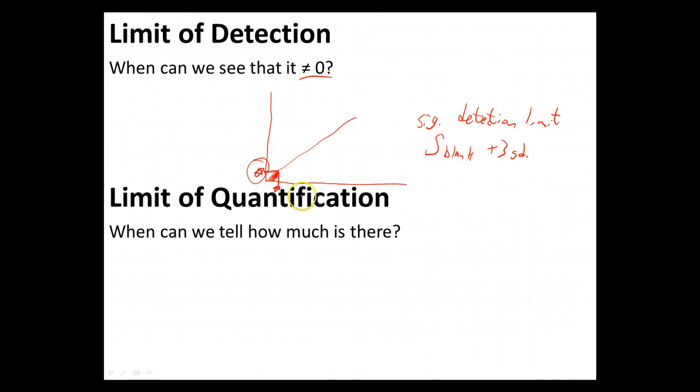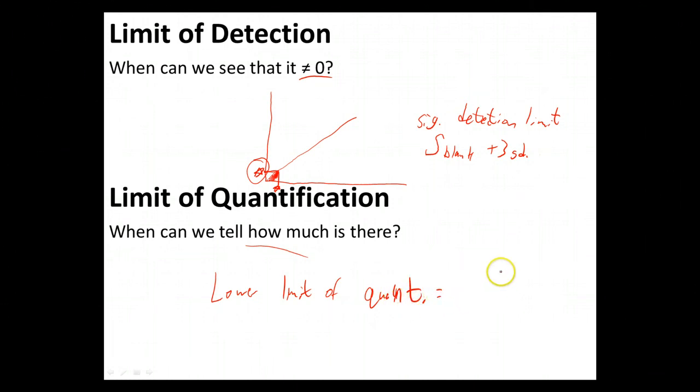Now just because you can see it doesn't mean you can actually claim that you really know how much is there. And that's really the goal in analytical chemistry most of the time. Now, for that we're actually going to have something we call the lower limit of quantification. I'm just going to abbreviate that, lower limit of quant.